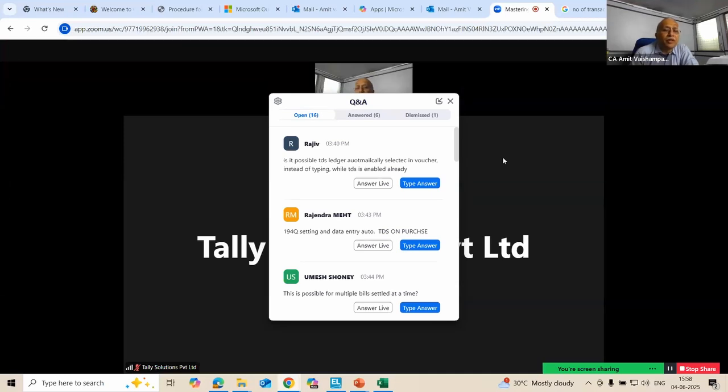The next question is from Rajiv. Is it possible for the TDS ledger to be automatically selected in the voucher instead of typing, while TDS is enabled already? Yes, at a little advanced stage, these types of configurations can be done. In fact, that is what we are mandating slowly. I just demonstrated to you that the voucher itself is getting generated automatically. So the four activities, as I mentioned: configure, analyze, summarize, and present. Summarize and present are already gone. The analyze activity also we are typically assuming gone.